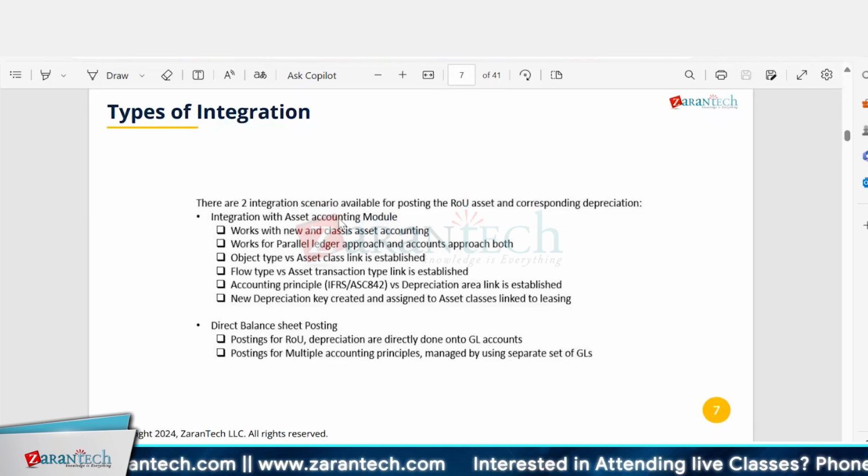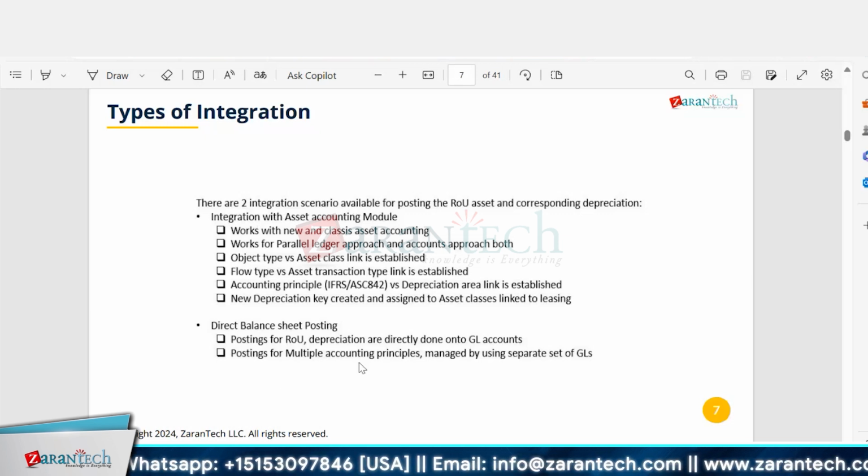Integration with asset accounting, that means we have two options available. One is we can create an asset and go across the asset accounting process, that is posting of ROU and lease liability through asset. Asset will have linked GL in account determination, and then it will get posted to the GL, and depreciation will be done through AFAB.